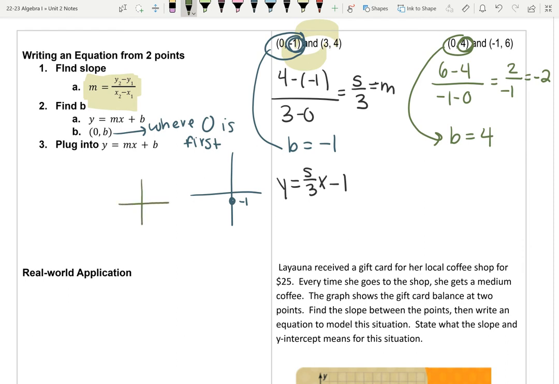It's not necessarily the first point, it's just whenever 0 comes first. Because again, if I were to graph that one, I would go over 0 up 4, and that would be where it would be crossing. So then my line would be y equals -2x plus 4.